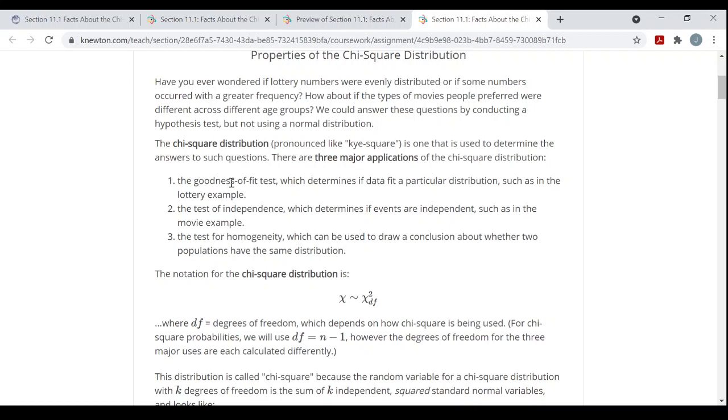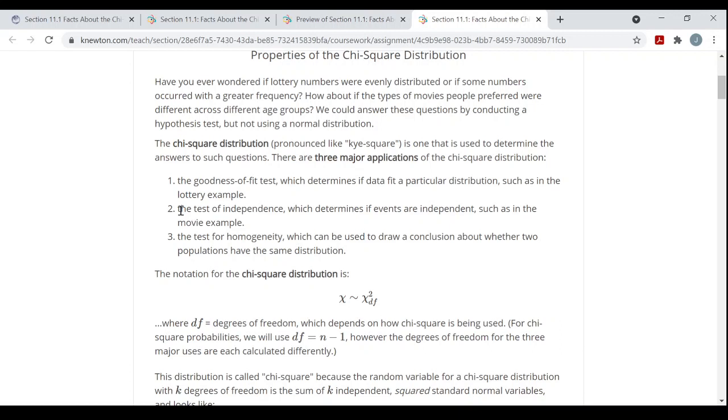You'll be running a goodness of fit test, which determines if data fit a particular distribution, such as in their lottery example. Say you were asking yourself, are the lottery numbers evenly distributed? Do they fit a uniform distribution? If you're asking yourself, does a certain set of data fit a certain distribution? Is it uniform? Is it normal? Is it a student's t? Is it binomial? You're going to run one of these goodness of fit tests in which a chi-square distribution will come up.